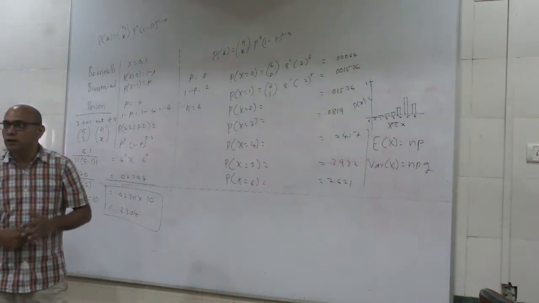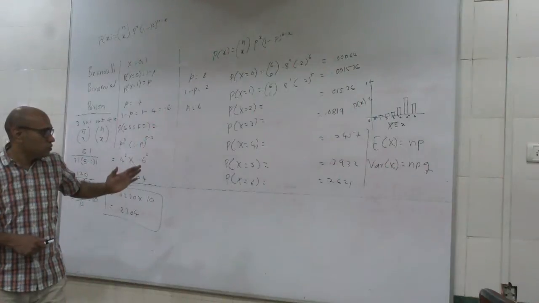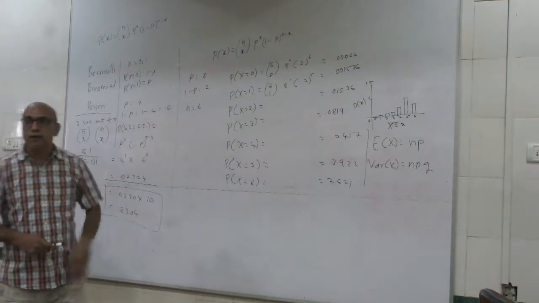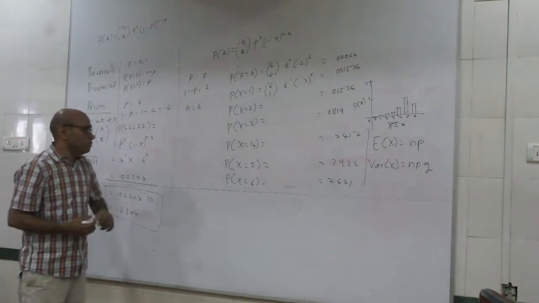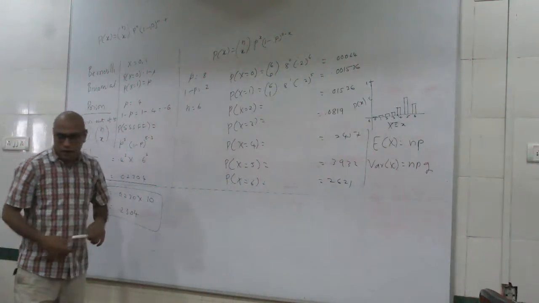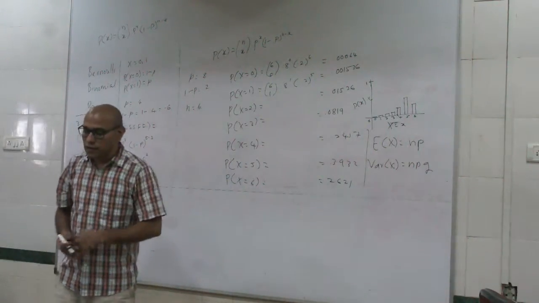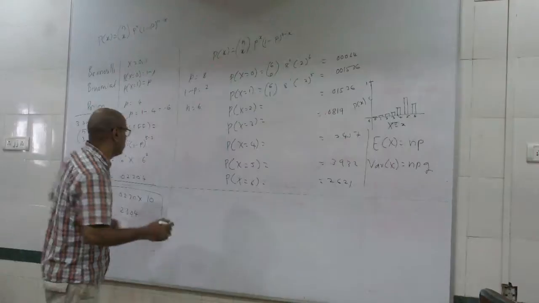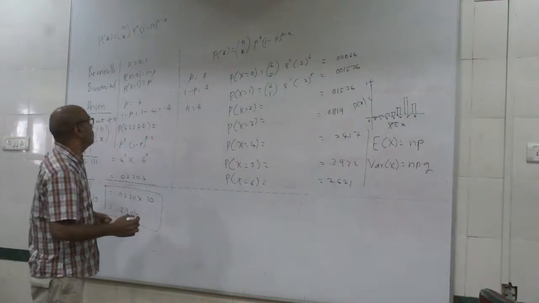Now, the whole point is how to do it in R. Okay? To do this in R, there's a very simple function, dbinom. Okay? dbinom.